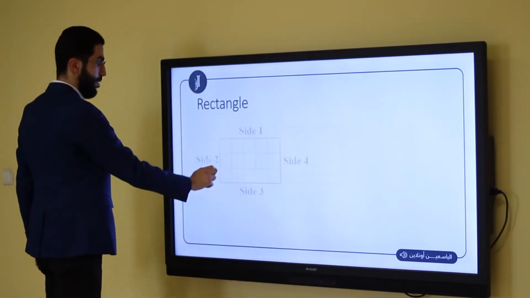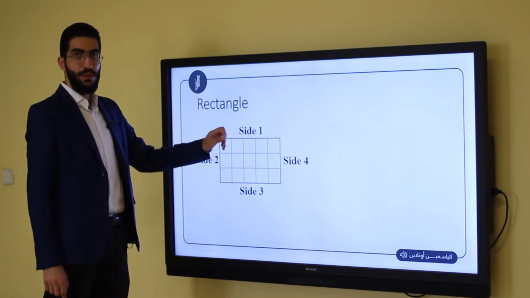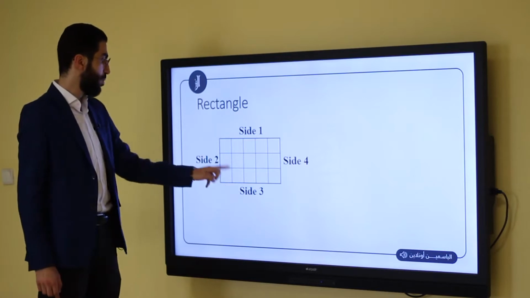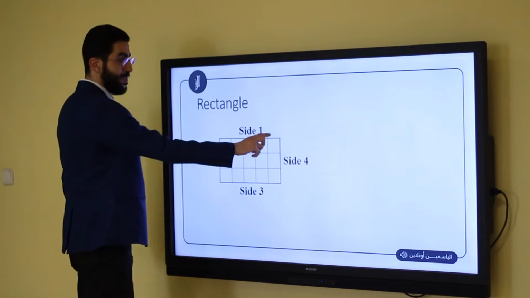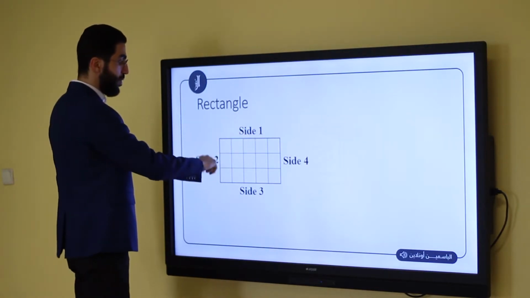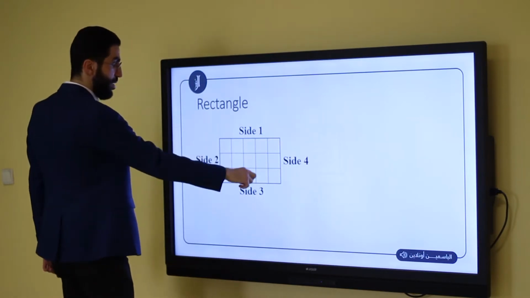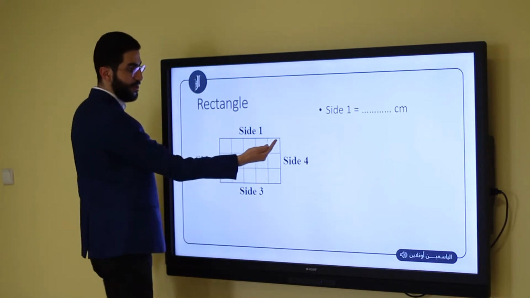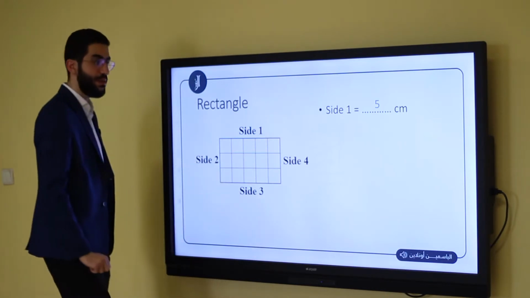So for the rectangle, how many sides do we have? Normally we have 4 sides. 2 are opposite: 1 and 3 are opposite, 2 and 4 are opposite. And here, instead of using a ruler to measure the length of the sides, we use centimeter squared paper. Each square is considered as 1 centimeter. So here the length is 1 centimeter and the length of this side is 1 centimeter.